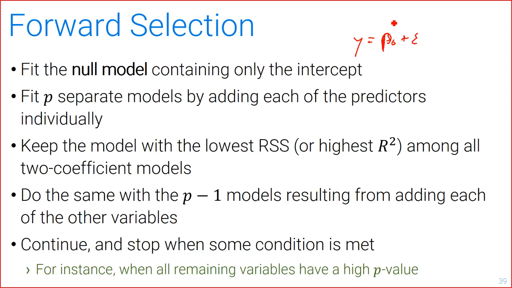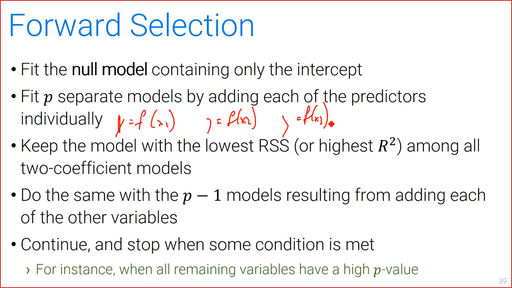And it's just about fitting what the average is of the response. And then the idea is you fit p separate models by adding each of the predictors individually. So you're going to have one model being y as a function of x1, another one y as a function of x2, y as a function of x3, etc. And then from those models, you keep the one that is optimal in some sense.